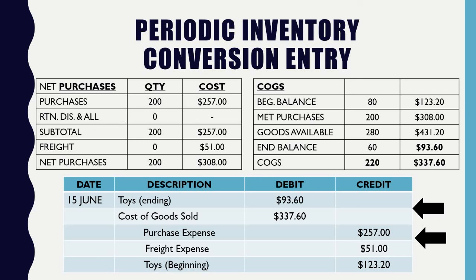Now our debits and our credits balance. They are equal to each other. All right. Any questions in regards to this conversion entry? Again, all this stuff will make more sense when we actually dive into completing the actual exercise.